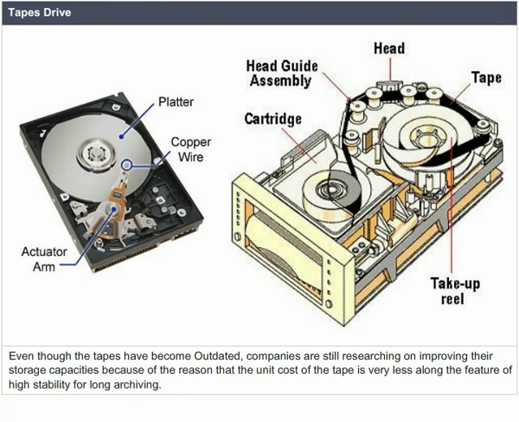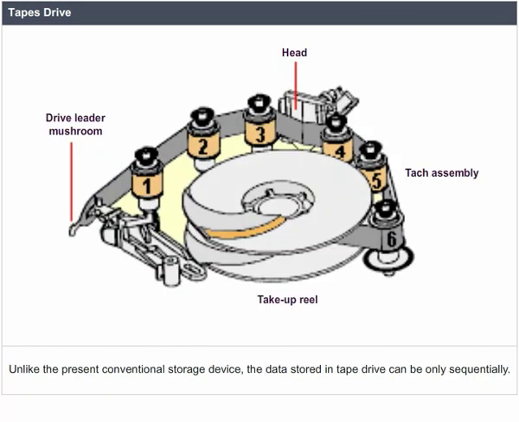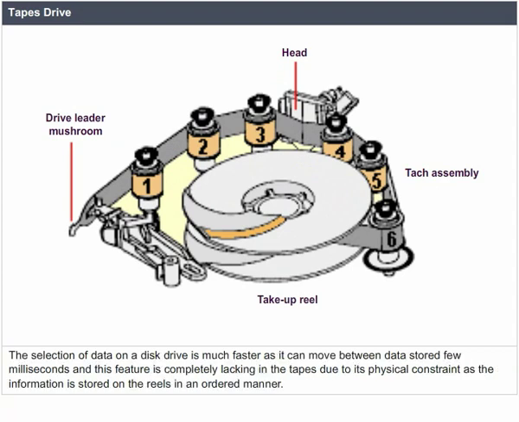Along with the feature of high stability for long archiving. Unlike the present conventional storage device, data can be stored in tape drive only sequentially. The selection of data on a disk drive is much faster, as it can move between data stored in just a few milliseconds, and this feature is completely lacking in the tapes due to its physical constraint, as the information is stored on the reels in an ordered manner.